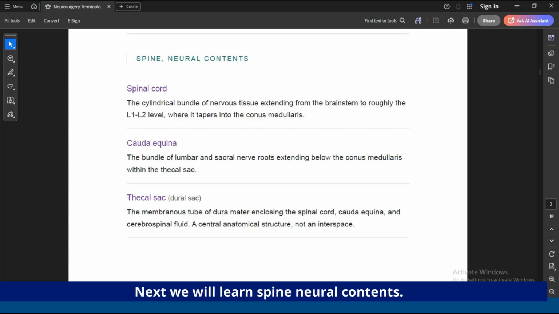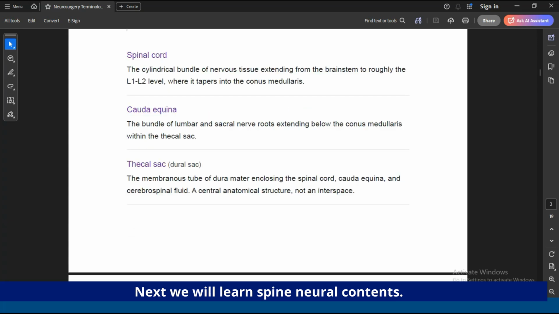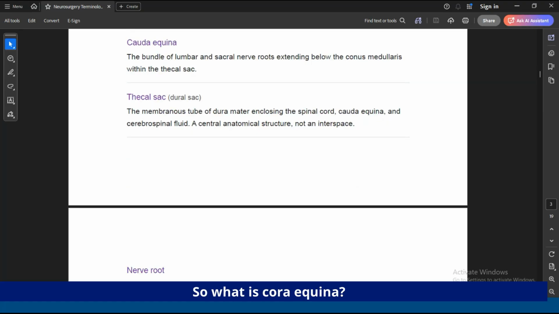Next we will learn spine neural contents. So what is the spinal cord? The cylindrical bundle of nerve tissue extending from the brain stem to roughly the L1 to L2 level, where it tapers into the conus medullaris, which is the end of the spinal cord. So what is cauda equina? The bundle of lumbar and sacral nerve roots extending below the conus medullaris within the thecal sac is called the cauda equina.